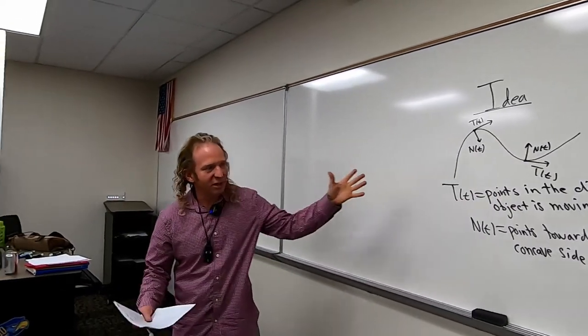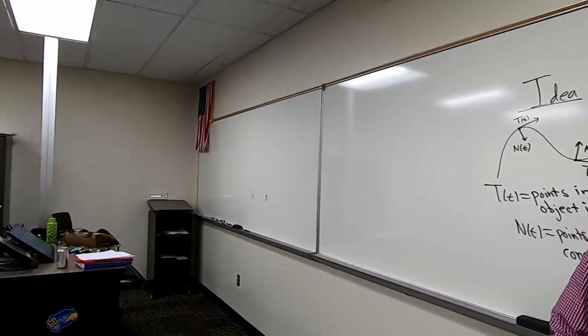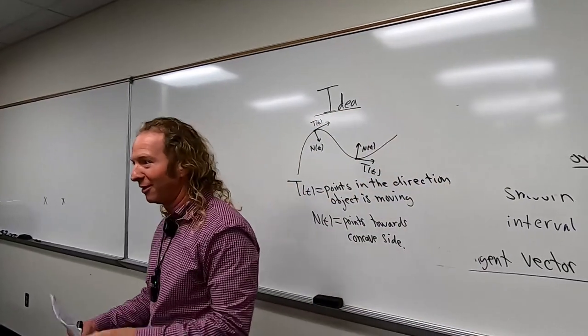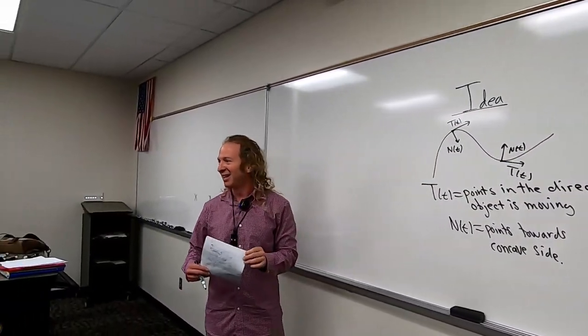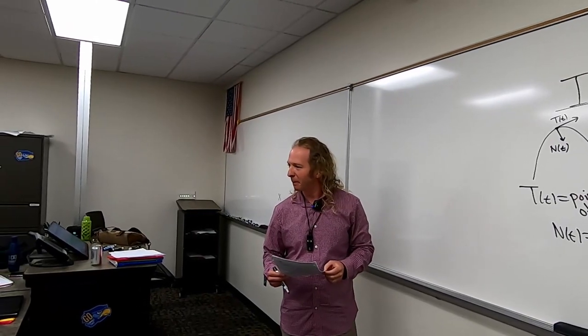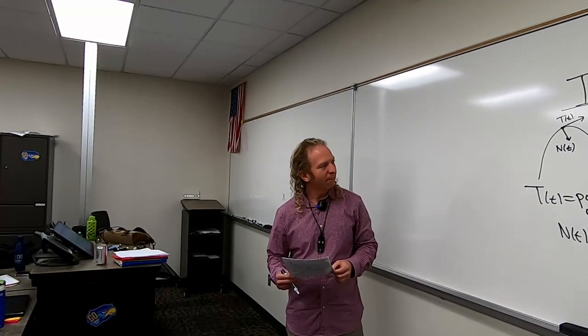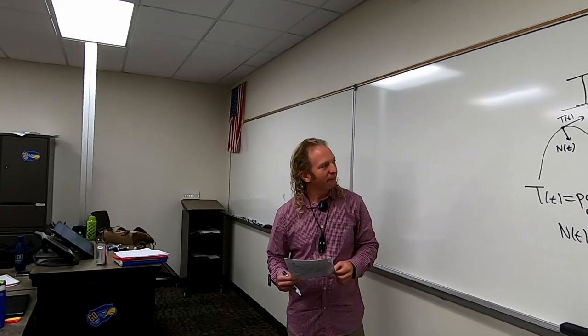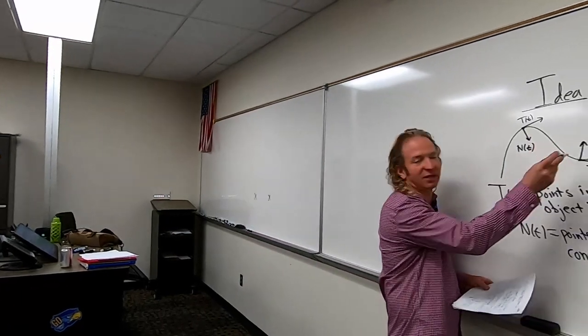All right, so let's do some problems. So all the homework questions. You said the normal vector points towards the concave side. What about the point where the acceleration or whatever would be zero, where there is no concavity? Well, I guess then it would be zero, right?